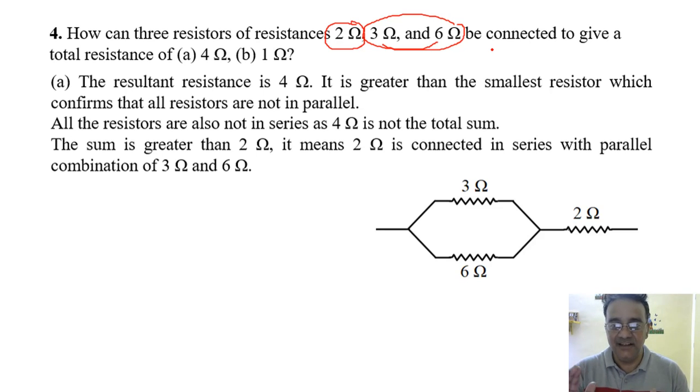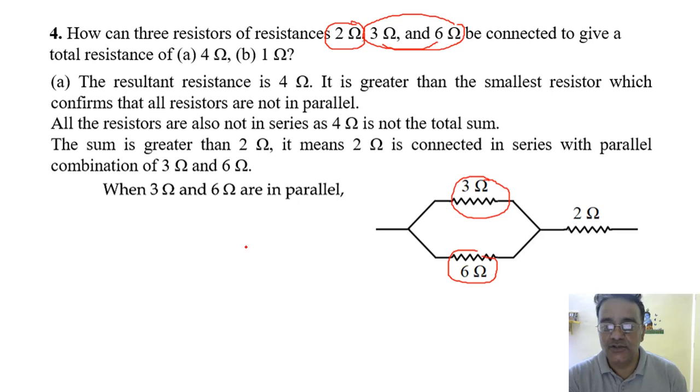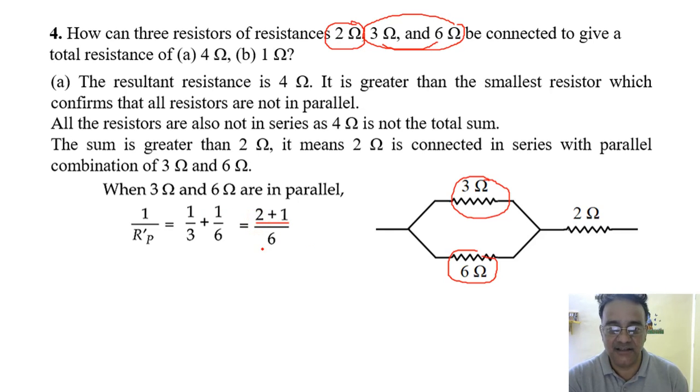Now we'll verify the equivalent resistance mathematically. Okay. So when 3 ohm and 6 ohm are connected in parallel, the equivalent resistance, I'm going to take Rp dash. So 1 upon Rp dash is equals to 1 upon 3 plus 1 upon 6. So LCM is 6, यहाँ पे 2 और यहाँ पर 1 आ जाएगा. So 3 by 6, 3 by 6 will be 1 by 2. So Rp dash will be 2 ohm, which is in series with the other 2 ohm.